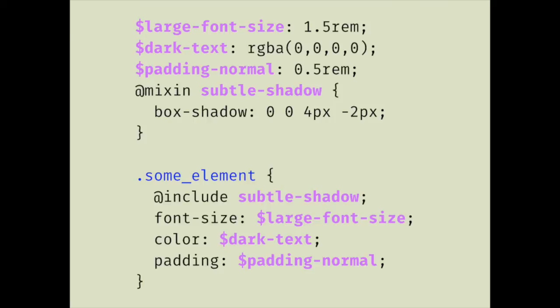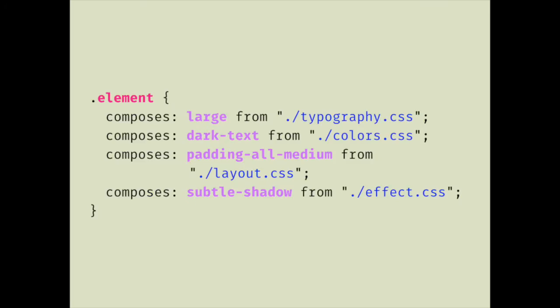What I think about CSS modules, and this was frankly the little snippet that really sold it to me, was that you say, I want large from typography, dark text from colors, padding all medium from layout, and subtle shadow from effects. That's really nice, really expressive. It doesn't tread too far from CSS in itself, and it lends itself to having a lot of single-purpose files. And you use the file system to delineate styles of different purposes rather than just namespacing.